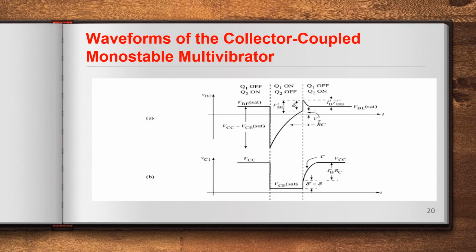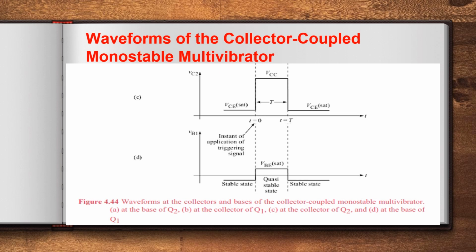Now let us see the waveforms of the collector coupled monostable multivibrator. This is the base potential of transistor Q2, which we have just seen. This is the collector potential of transistor Q1. And this is the collector potential of transistor Q2, and this is the base potential of transistor Q1.